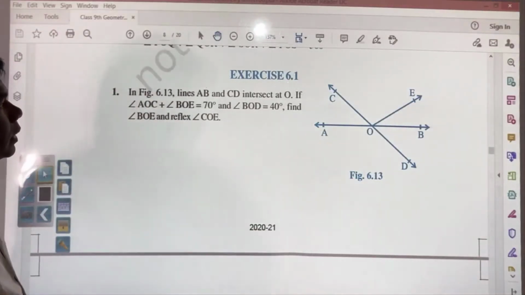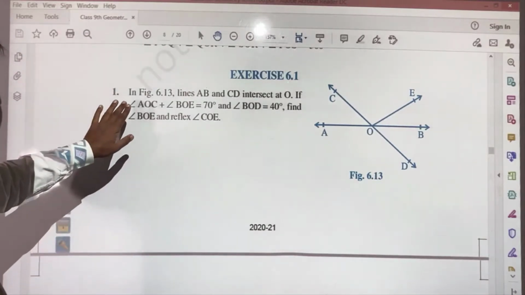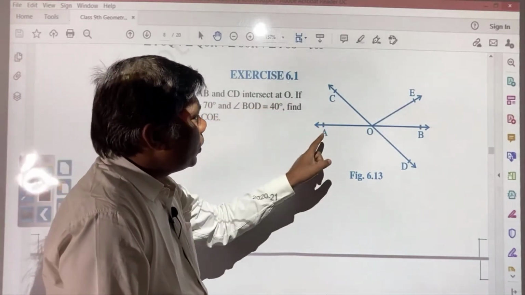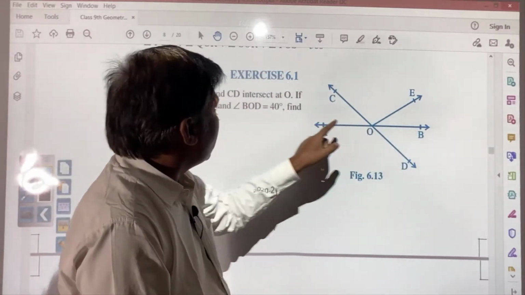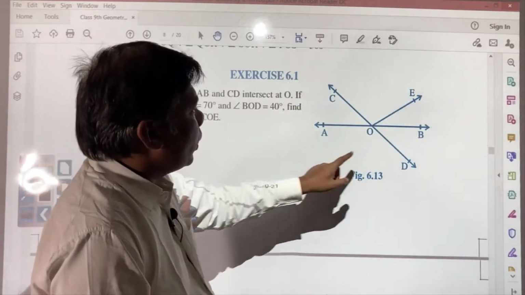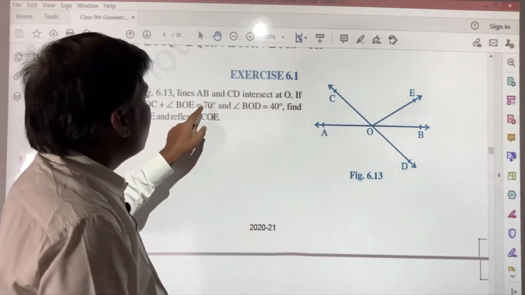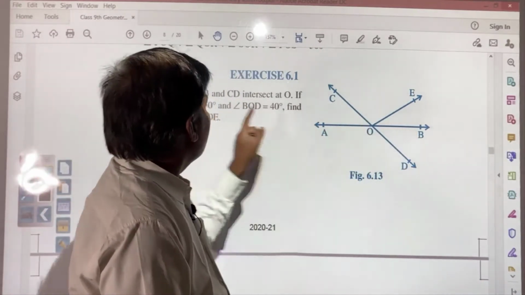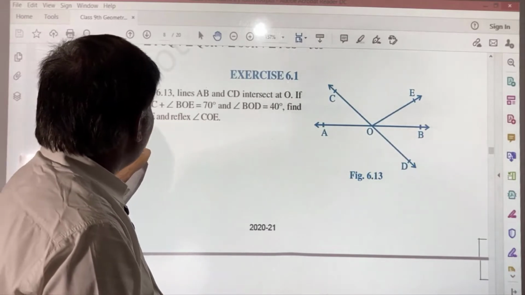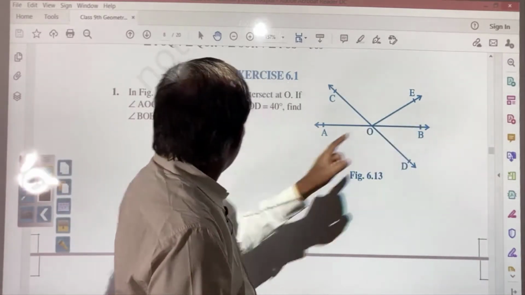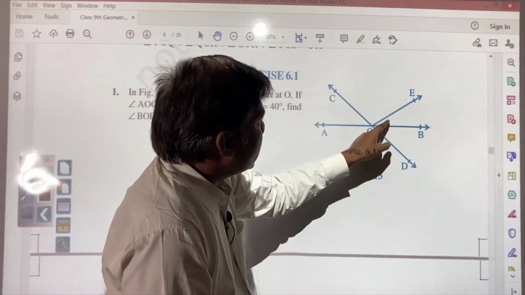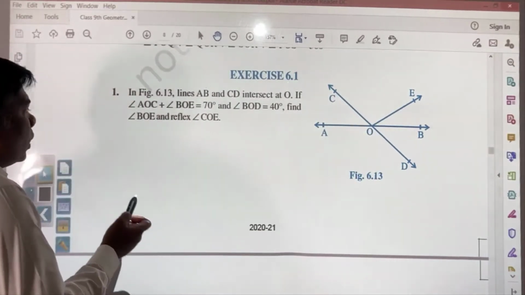Here we have exercise 6.1. In figure 6.13, lines AB and CD intersect at O. If angle AOC plus angle BOE is equal to 70 degree, the sum of these both angles is 70 degree, and angle BOD has been given 40 degree, you need to find out angle BOE and reflex angle COE. So here you see how we will solve.